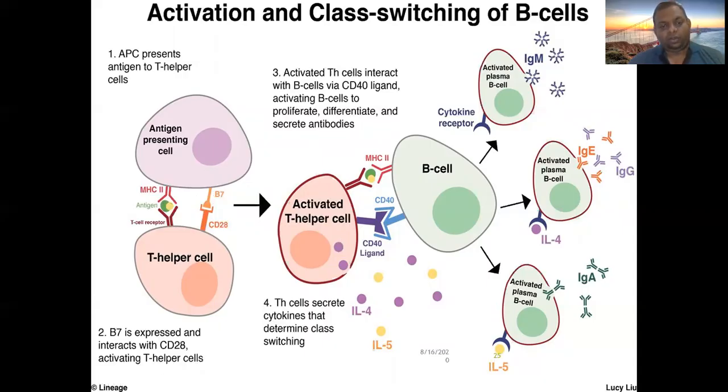These activated T helper cells interact with B cells via CD40 ligand. At the same time, MHC binding is there. That initiates proliferation and differentiation, leading to formation of activated plasma cells which produce IgM. Then class switching, in the presence of interleukin 4, goes to IgG antibody formation, and activated plasma cells in the presence of interleukin 5 switch again to IgA. At the same time, they go on to form memory cells. So T helper cells secrete cytokines that determine class switching.